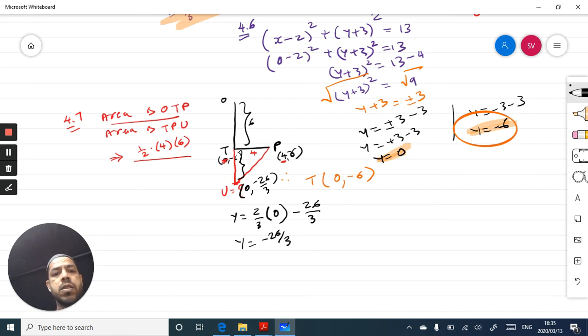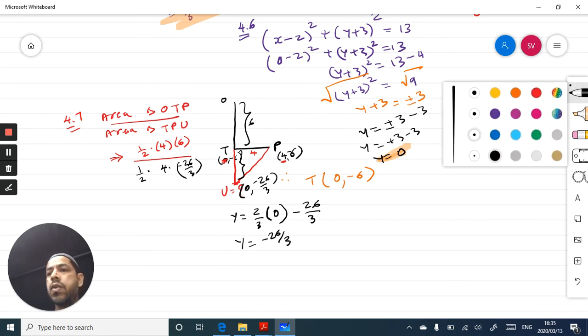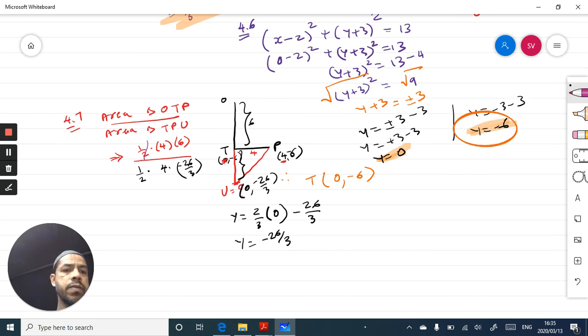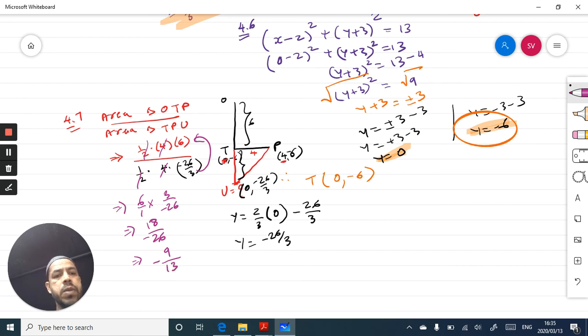So this length, half, is my base. The base is still 4 and my height is negative 26/3. That's the ratio they are looking for. So what I can do is, half and half will get cancelled, 4 and 4 will get cancelled. If I rewrite this, 6 over 1 times 3 over negative 26. So it's going to be 18 over negative 26. It is possible to divide by 2. So this is my simplest ratio.